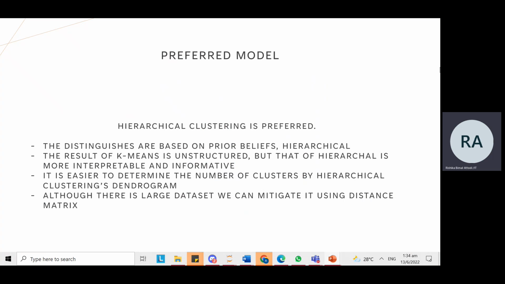The preferred model in the end is hierarchical clustering. It actually distinguishes based on prior beliefs. The results of k-means are unstructured, but those of hierarchical are more interpretable and informative. It is easier to determine the number of clusters with the hierarchical clustering dendrogram as compared to other models I've seen. And yes, there might be a large data set, but we have used distance metrics to mitigate it.